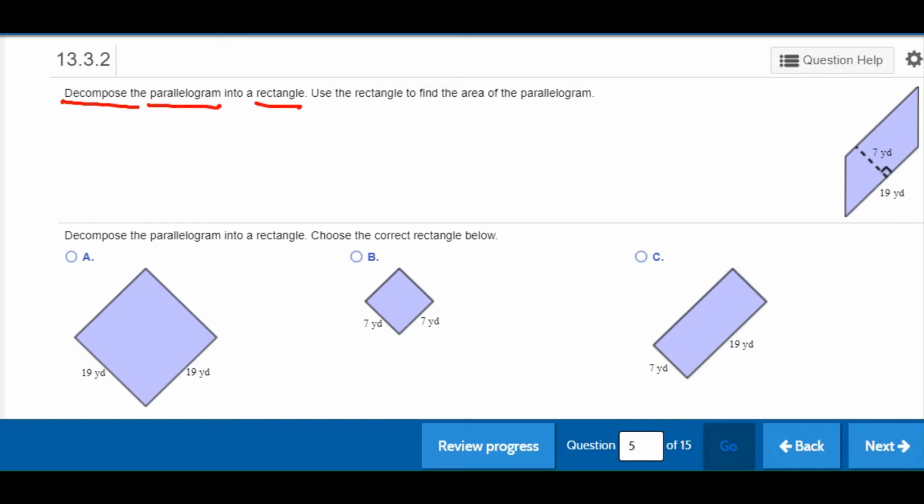So that means we need to take apart this parallelogram at the height, move it over to this side over here, and make a rectangle. Yes, it may be shifted, but we're making a rectangle. We shouldn't have any questions. This is a square, so you should eliminate this one. This is also a square. 7 by 7 is a square. The sides are equal. The only possible answer choice is C.